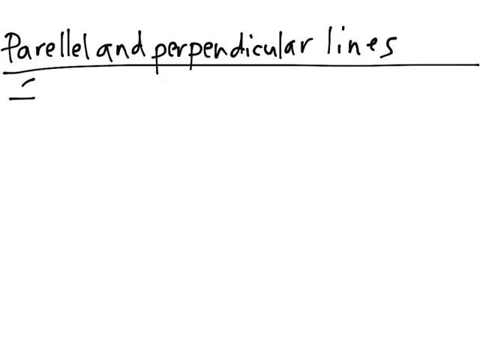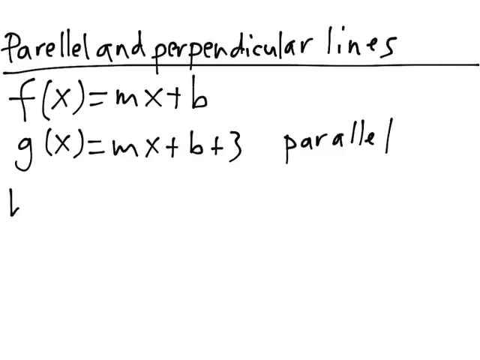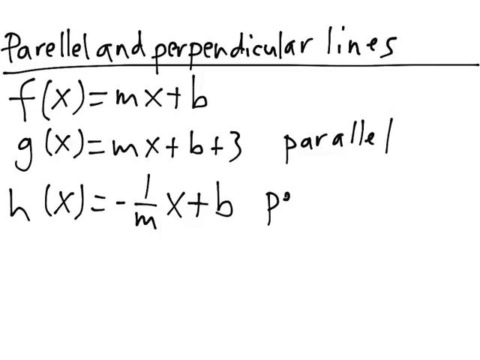If we have a linear function f of x is equal to mx plus b, then any function with the same slope, say g of x is equal to mx plus b plus 3, is going to be parallel to the original line. So this is parallel. And any function, say h of x is equal to minus 1 over m x plus b, is going to be perpendicular to f of x. For the line to be perpendicular, its slope must be minus 1 over the slope of the original one.